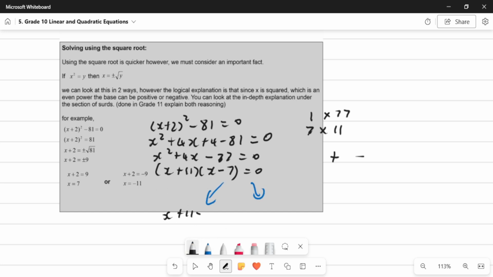So x plus 11 is equal to 0. Therefore, x is equal to minus 11. Or x minus 7 is equal to 0. Therefore, x is equal to 7. What this means is that at x equal to minus 11, it will make this equation or statement true. And at x equal to 7, it will make this statement true. So we found the two possibilities that will make this mathematical statement true.